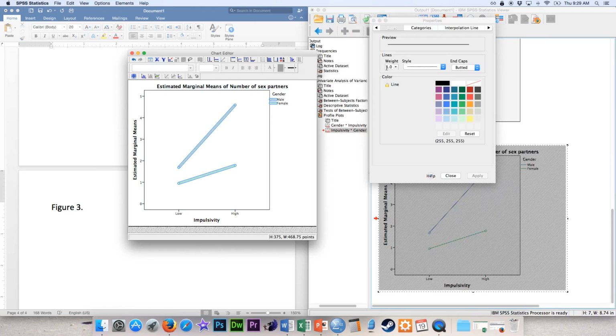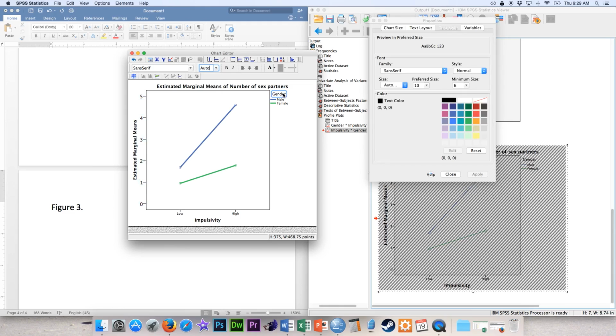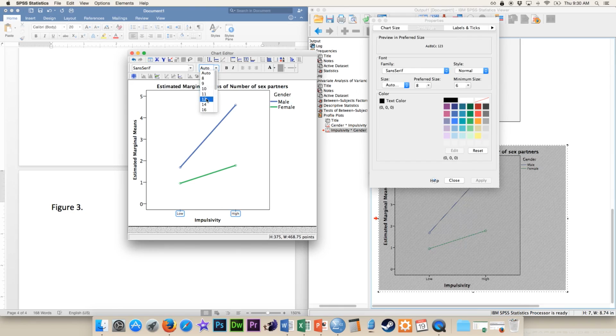So here you can click on the lines, click on weight, and let's make that like a 3, so it's easier to see. And then just make sure that all the text is at least a 12-point font, so it's easy to see whether you have it on a PowerPoint or written out in a paper. You can also change any of the text so that it maybe makes more sense.